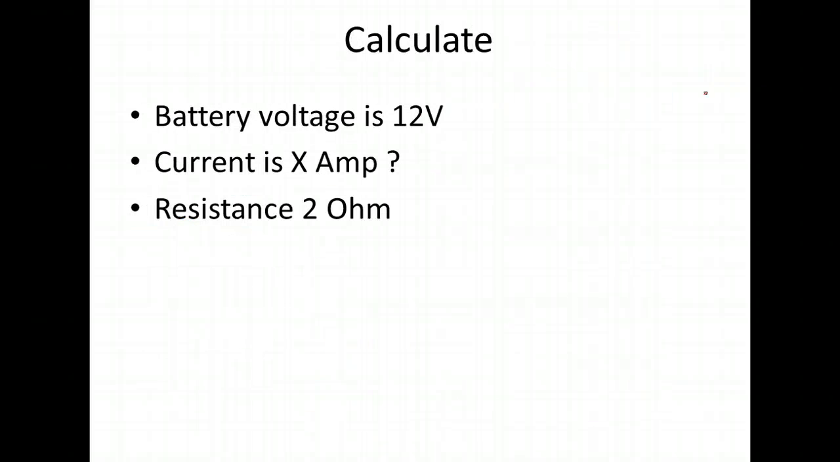And so let's use Ohm's law to calculate. I've got a battery voltage of 12 volts. We've got a resistance of 2 ohms. What is the current in amps?